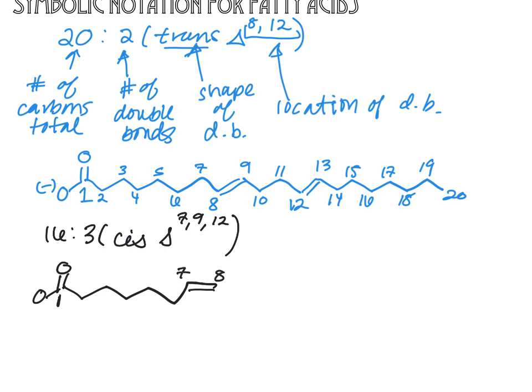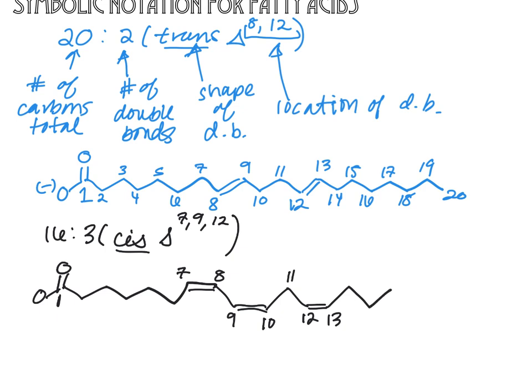2, 3, 4, 5, 6, 7 to 8 cis double bonds, because it says cis right here. To 9, another double bond, cis. To 10, 11, 12. Makes this 13, 14, 15, 16.